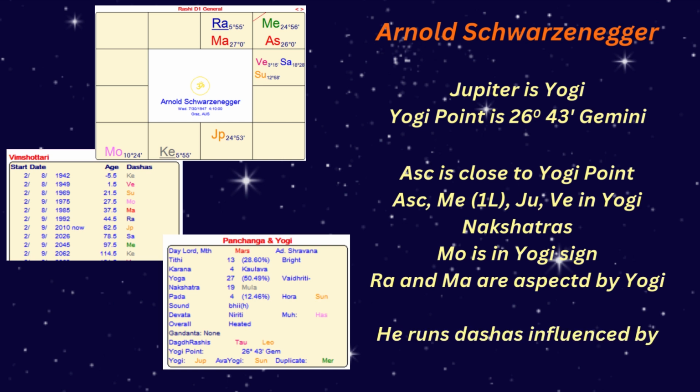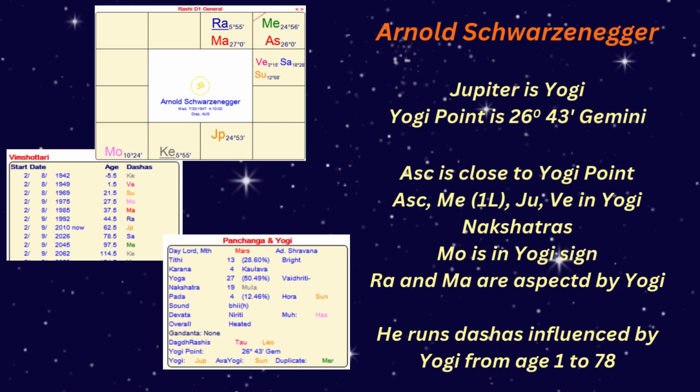The yogi point in Arnold's chart is at 26 degrees and 43 minutes in Gemini, and the yogi graha is Jupiter. Now, notice that the ascendant point is very close to the yogi point, and it's located in the yogi nakshatra of Punarvasu, which is ruled by Jupiter. What's more, the natural benefics in Arnold's chart, Mercury, the ascendant lord, Venus, and Jupiter, are all in the nakshatras owned by Jupiter. This alignment strengthens the positive influence of the yogi in his chart.